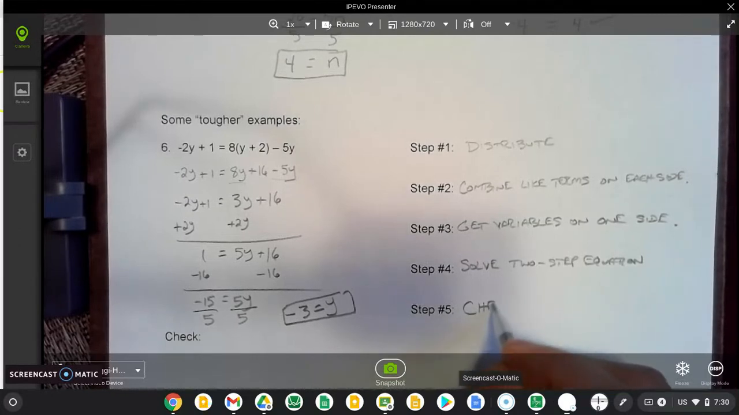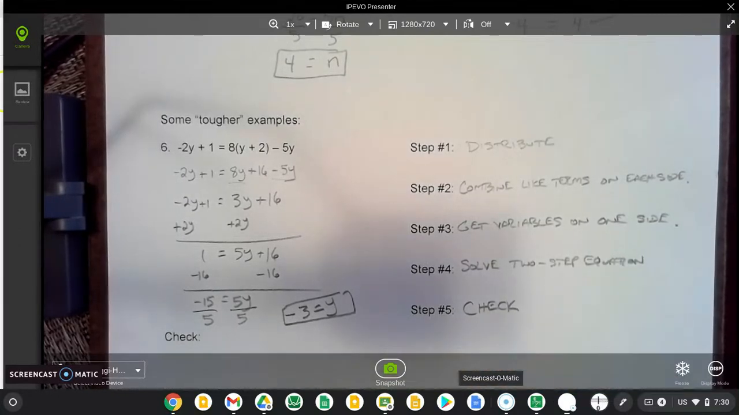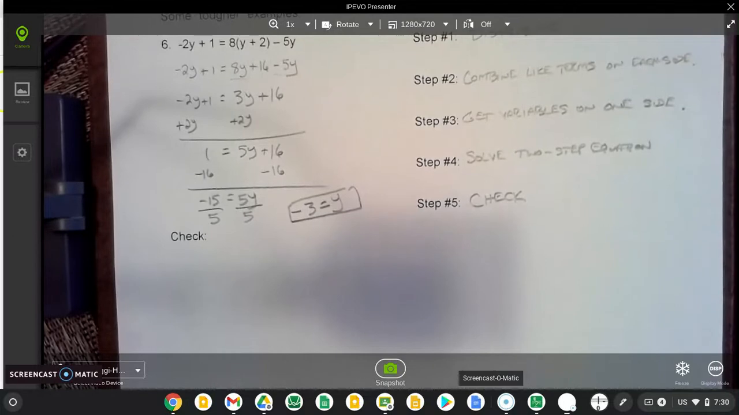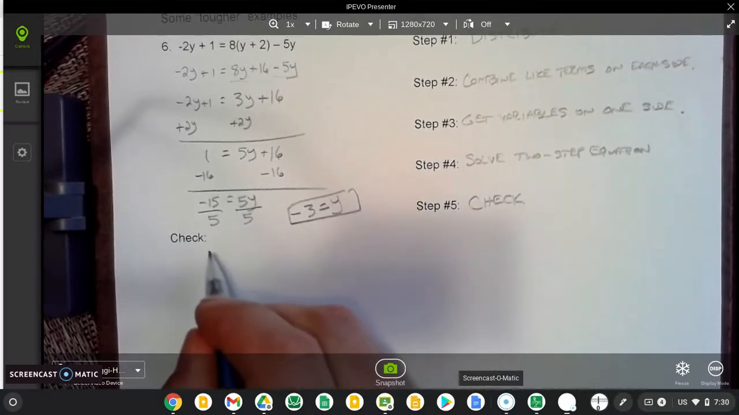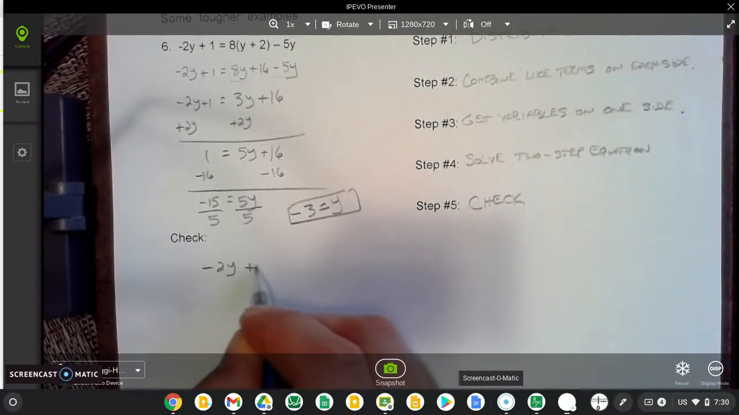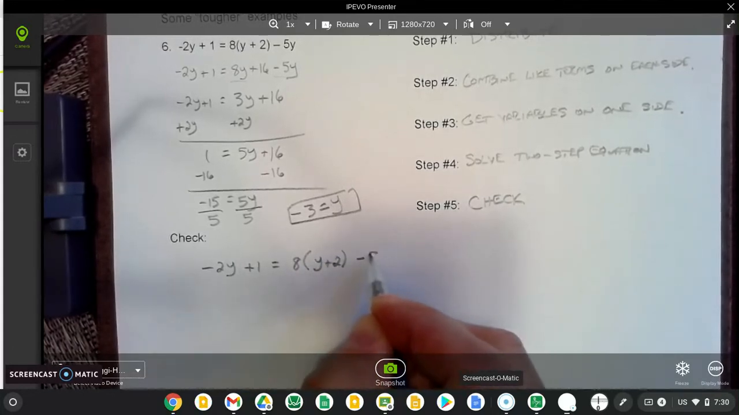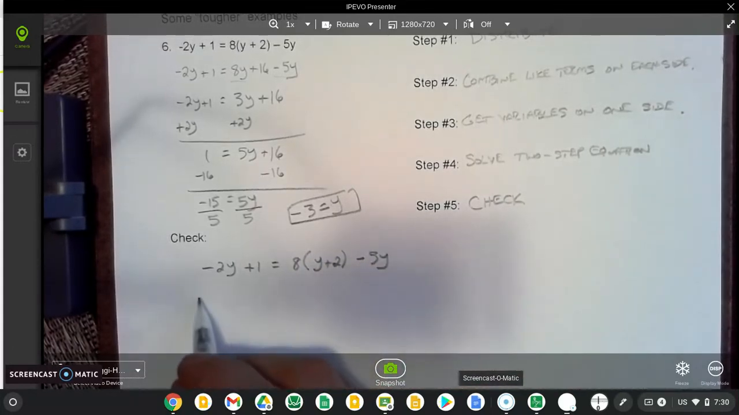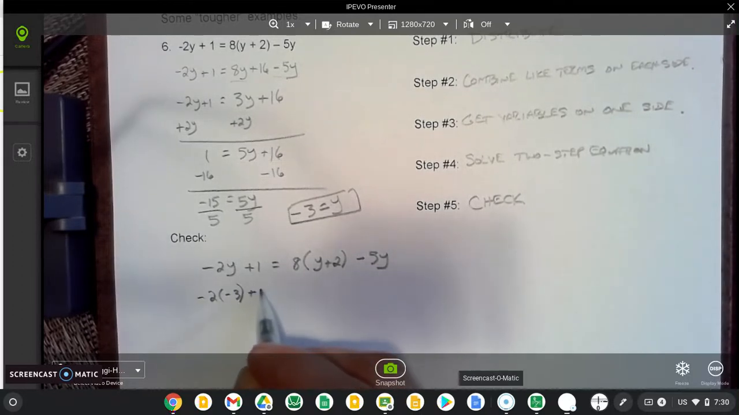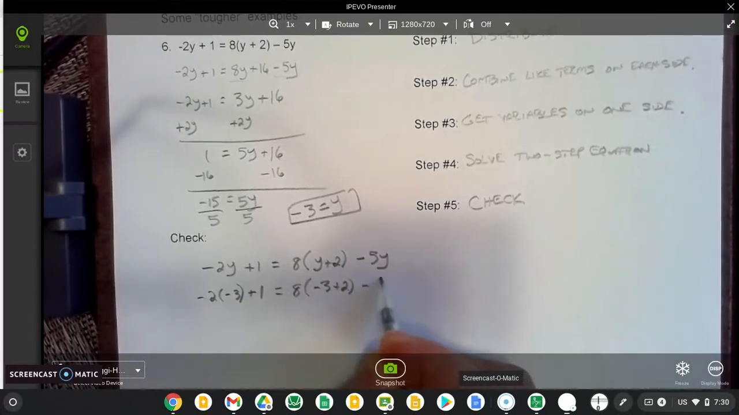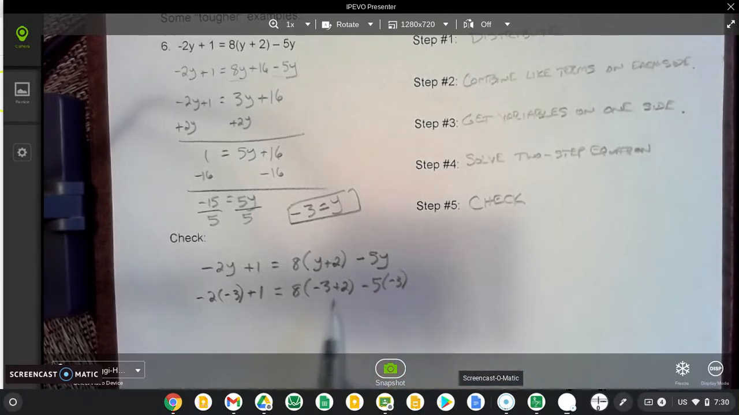And we'll make sure by doing the check. Step number 5, do the check. So we're going to start by rewriting our original equation. Negative 2y plus 1 equals 8 times (y plus 2) minus 5y. And now replace y with its answer of negative 3. All right, so negative 2 times negative 3 plus 1 equals 8 times (negative 3 plus 2) minus 5 times negative 3. And now I'll do what's in the parentheses.